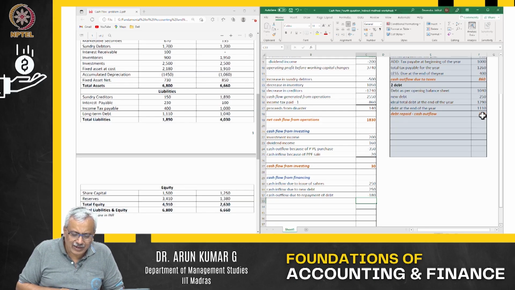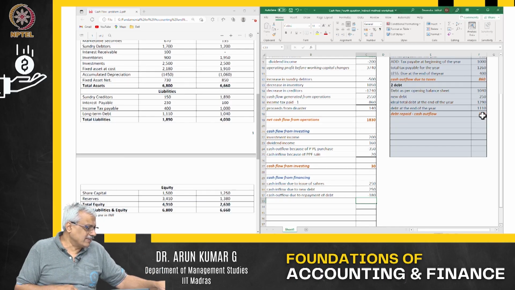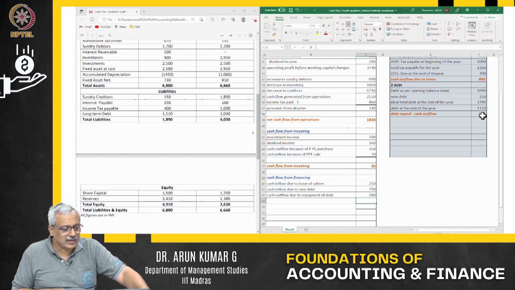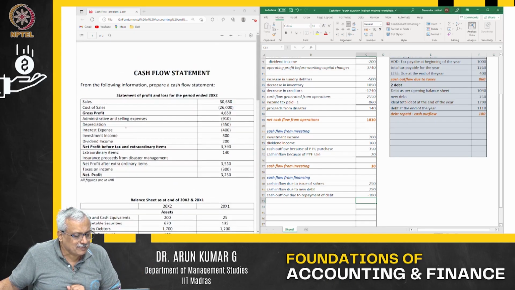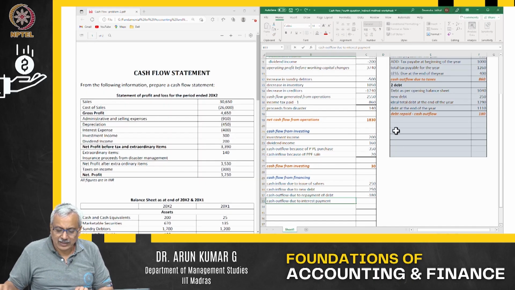Next, what else have I left out? Any other stuff? Let me see my book here. Let us see. There is interest expenditure. Interest payment is on financing. So let us do cash outflow due to interest payment. What is the amount of interest paid? Let me see this as 3, let me put this as 2.